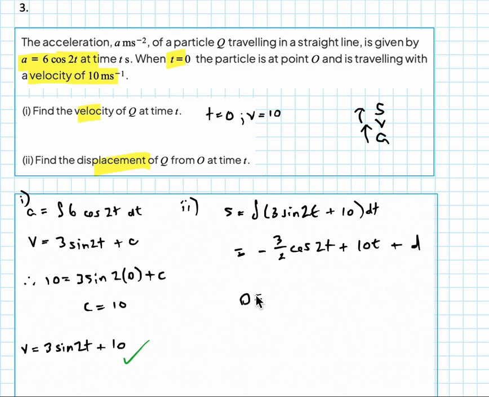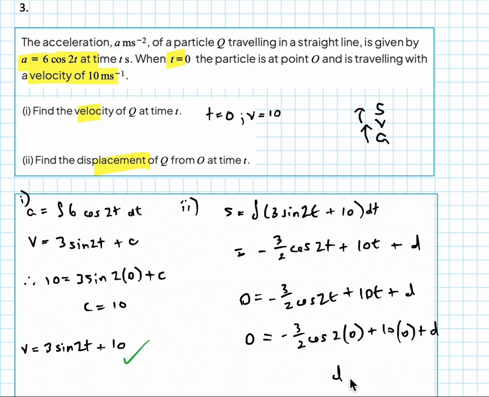Next in line, plugging in our numbers. Well, t is equal to 0, so we have s here. So minus 3 over 2 cosine 2t, and t is 0, so put in plus 10 times 0, is equal to d. Strange enough, you're just going to get 3 over 2, I presume, so 3 over 2 goes across the equal sign. So d was equal to 3 over 2.